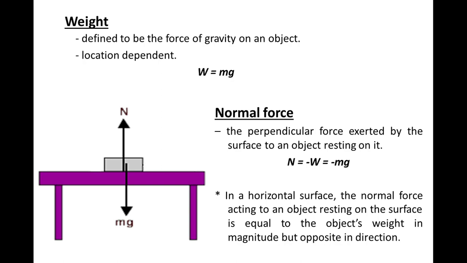Now, since weight is dependent on the Earth's gravity, that means our weight is not necessarily the same if we calculate or measure it in outer space or any other planet. So it is the mass that is constant no matter where we wish to measure it. Normal force is the perpendicular force exerted by the surface on an object resting on it, and on a horizontal surface as shown in this example here, the normal force is equal to the magnitude of the object's weight but opposite in direction.